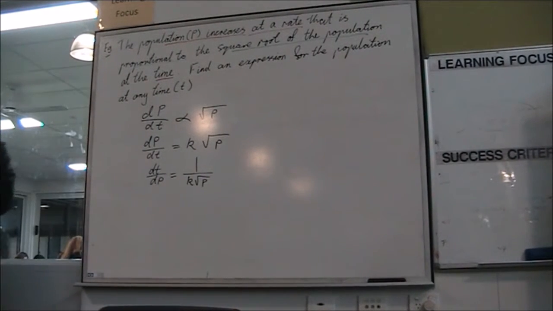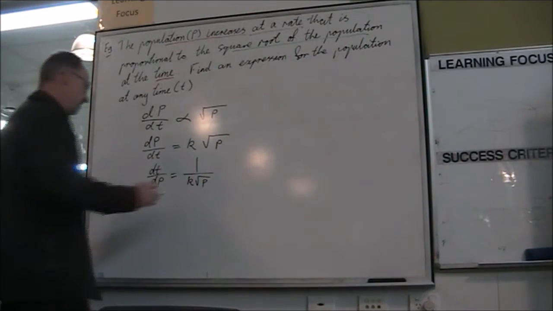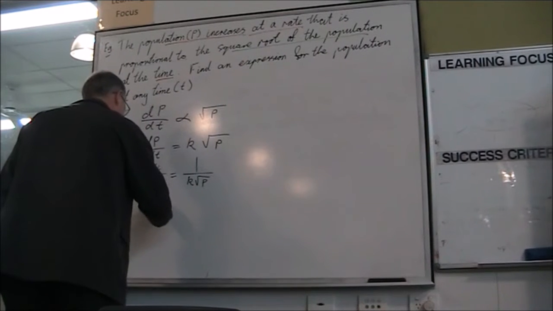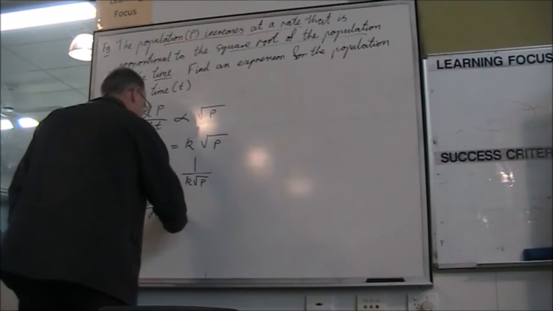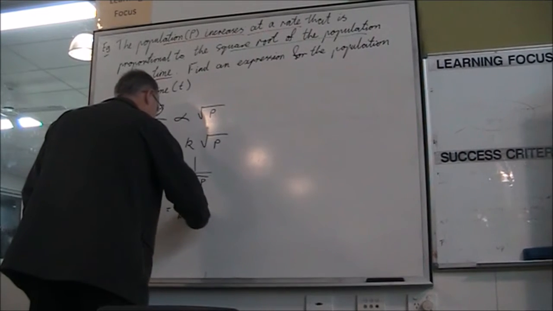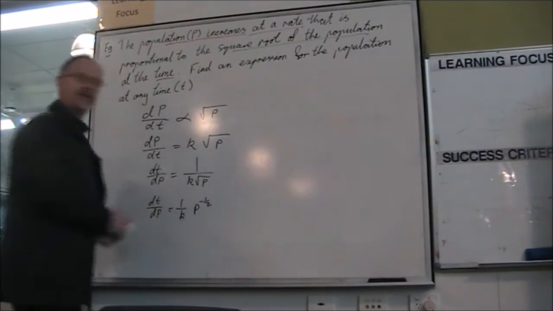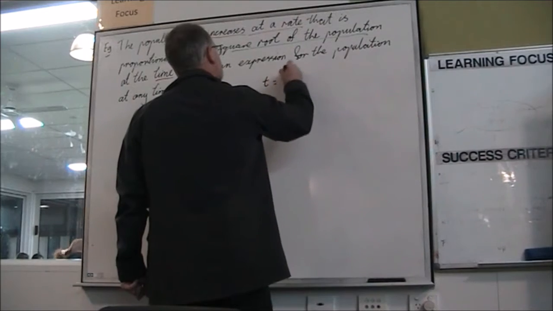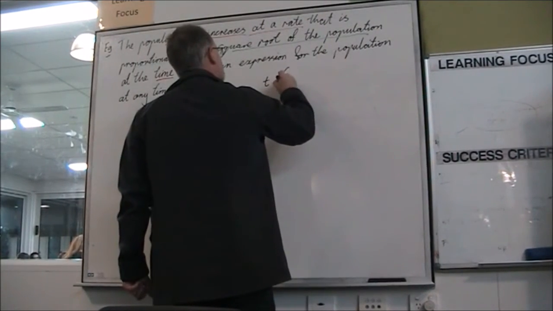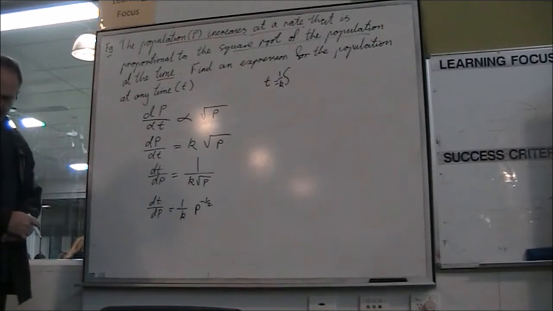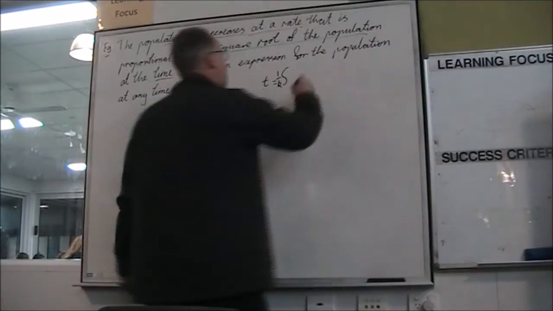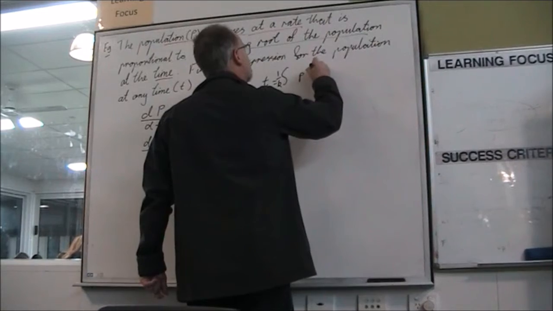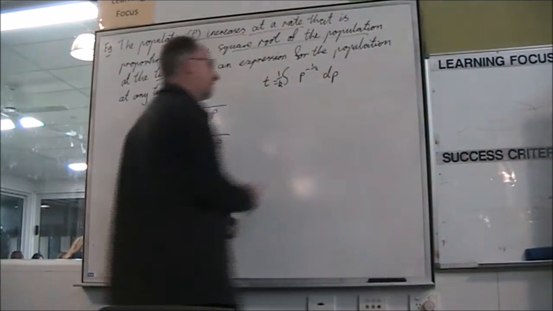We've got 1 over root p, p to the negative r, negative a half, yep. So t equals 1 over k, p to the negative half. So then when we anti-differentiate, as already been suggested, the k is a constant, so we can put that out the front like so. And then we are anti-differentiating p to the negative a half with respect to p.